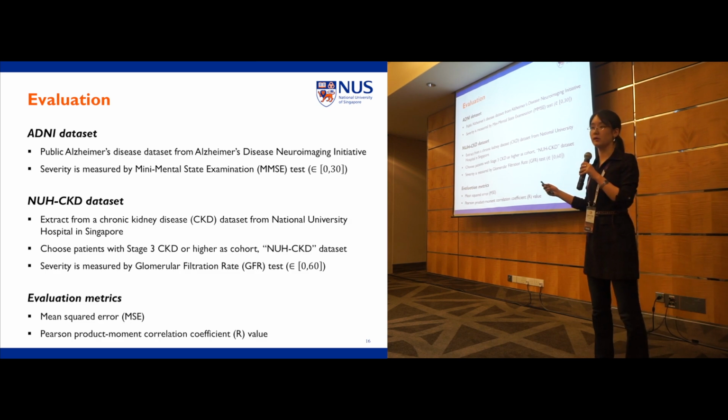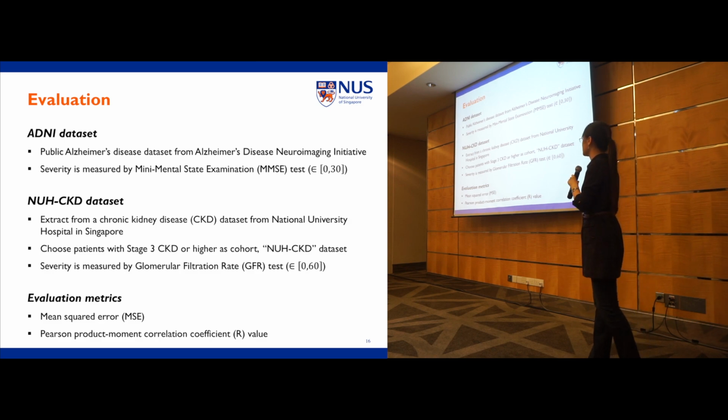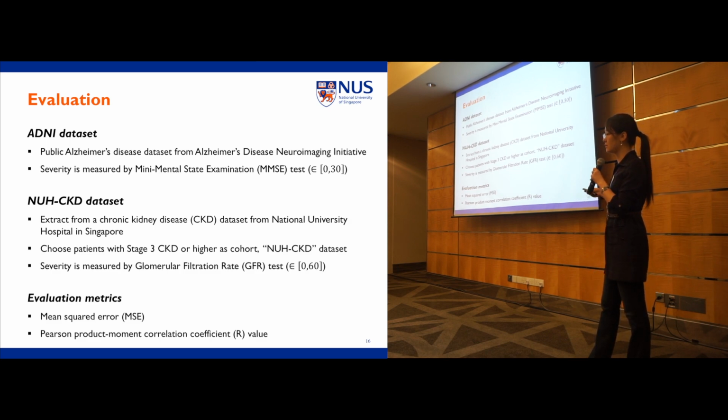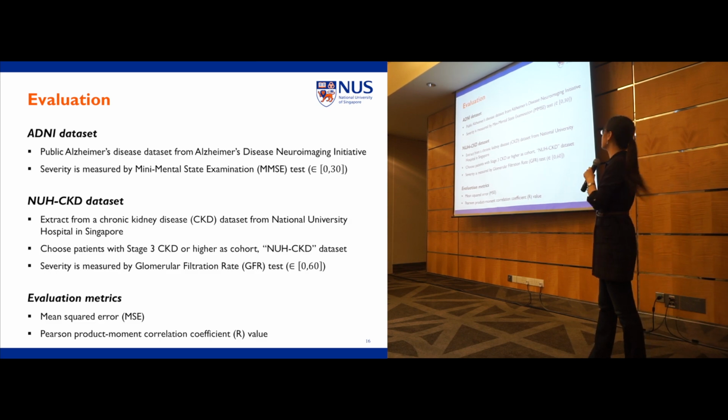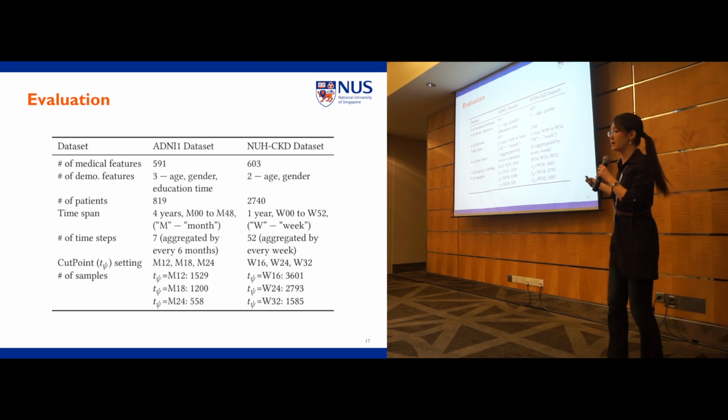We choose the patients with stage 3 chronic kidney disease or higher as our cohort, which means our study group, and we denote it as the NUH-CKD dataset. Then we use the lab test glomerular filtration rate as our severity indicator for the patients. And we use the mean squared error and the Pearson correlation coefficient as our evaluation metrics. Here are some statistics for our two datasets with some basic information and the corresponding number of samples in each cut point setting.